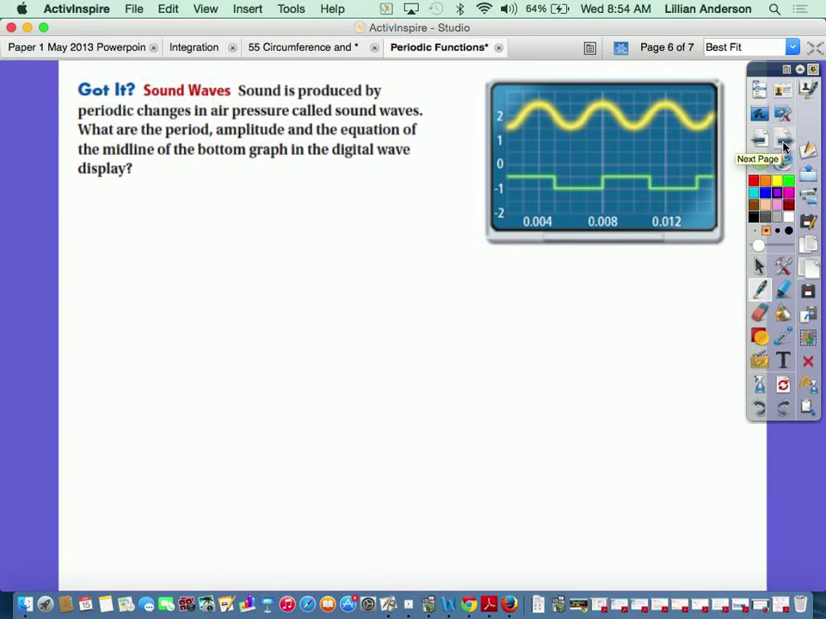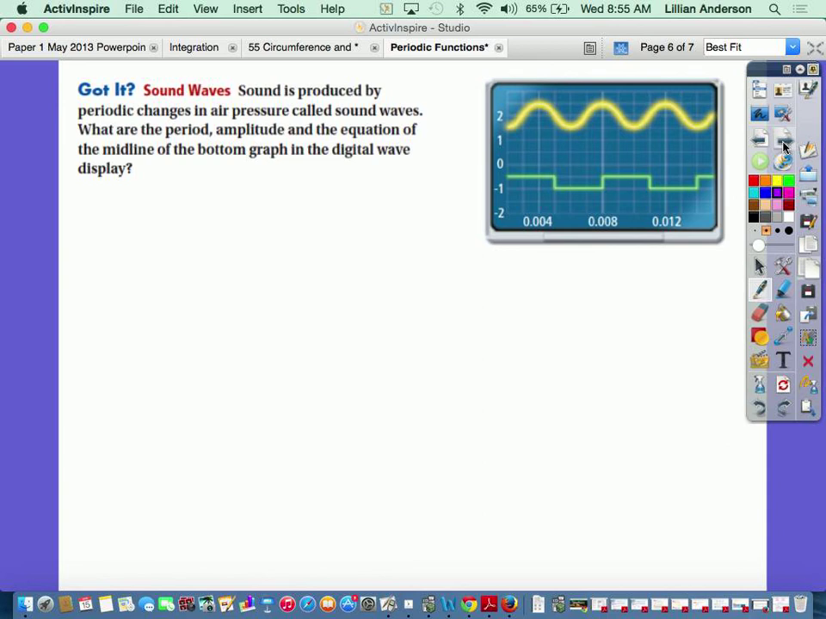It says sound waves. Sound waves are a prime example of a periodic function. Sound is produced by periodic changes in air pressure called sound waves. What is the period, amplitude, and the equation of the midline of the bottom graph in the digital wave? Can you guys see this bottom graph?